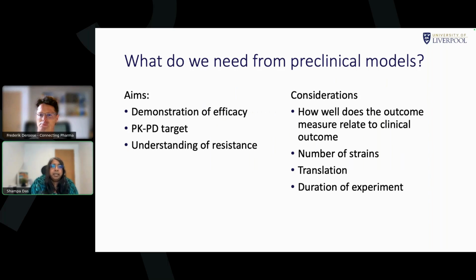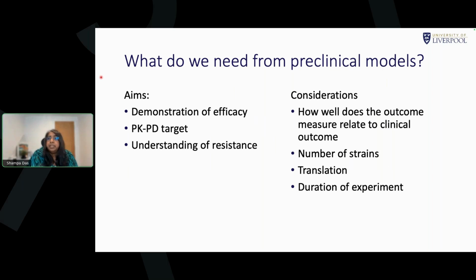So let's start from the beginning of, why do we use, what do we need from our preclinical models in the first place? So one of the aims is we want to demonstrate some efficacy, and ideally we'll do this in animal models, in vitro models, and that gives us some idea that we're going to have something that works in the clinic. But something we have to consider with these models is how well does the outcome measure relate to clinical outcome. So, often in animal models, we'll have a sepsis model. We're looking at survival as an endpoint, and that's fine. It's telling us the drug's working, but it doesn't necessarily give us enough information to decide how we're going to use that drug, what dose we're going to do in the clinic.